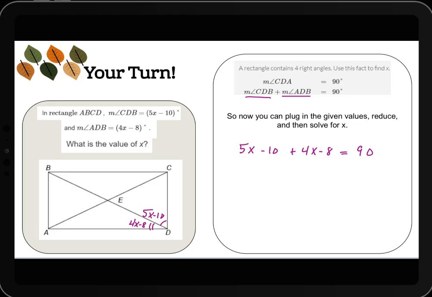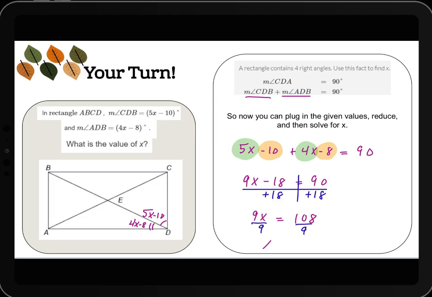So I can combine the like terms, of course. So I have 5x and 4x, and that equals 9x. I can combine negative 10 and negative 8 because they're both negative values, and I get negative 18 equal to 90. Then I can go ahead and add 18 to both sides, and we end up with 9x is equal to 108. And then I can go ahead and divide both sides by 9. So therefore I get x is equal to 12.